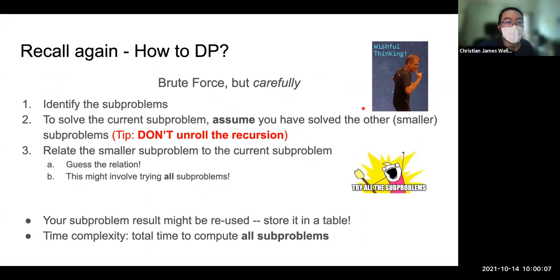Okay, so this is just to summarize how DP is trying to brute force carefully. Remember, identify the subproblems, then assume that you have the answer to the small subproblems and try to combine them together. The key point here, I think, is that if you have a lot of subproblems and you don't know which one to use, try them all, guess them all. And that's what DP is usually doing.